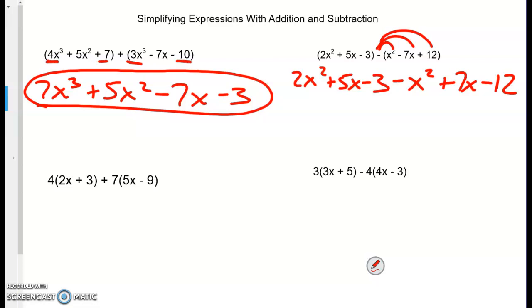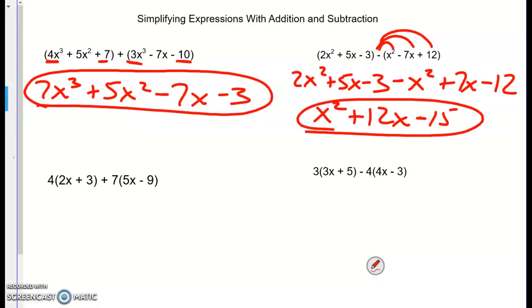2x squared and negative x squared is x squared. 5x and 7x is 12x. Negative 3 and negative 12 is negative 15. It's also good form to always have your answer in descending order amongst the exponents.